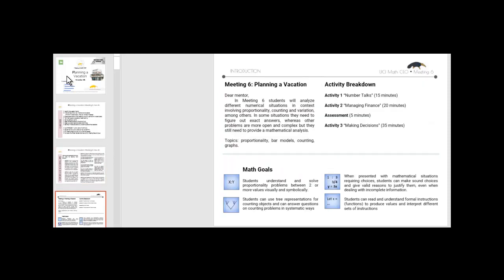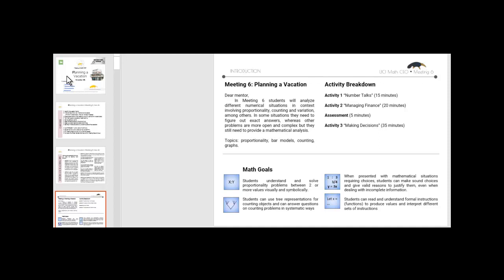Then we have the activity breakdown. So activity 1, number talks, should be 15 minutes. Activity 2, managing finance, 20 minutes. Then there's math assessment, 5 minutes. And finally, making decisions, 35 minutes. So that's the longest activity.